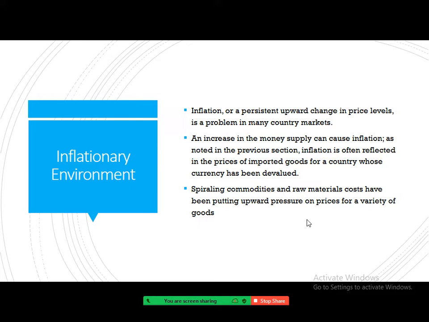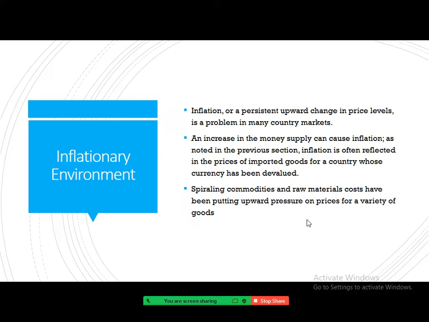We'll talk about the inflationary environment. Inflation, or a persistent upward change in the price level, is a problem in many country markets, as an increase in money supply can cause inflation. As noted in the previous section, inflation is often reflected in the prices of imported goods for a country whose currency has been devalued.